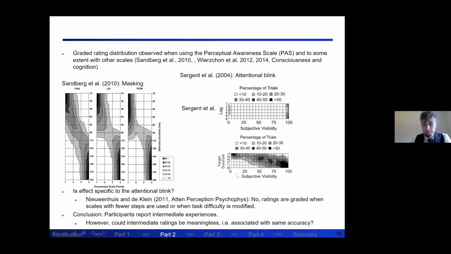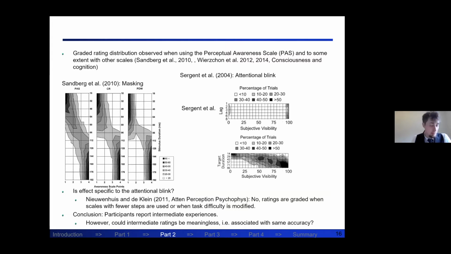All right, and if you then look at Claes-Jean's own paper, but for masking, you also have this gradual increase of awareness. So that raises the point: is it specific to the attentional blink? And the answer is probably no, because there was a later 2011 paper that showed that ratings in the attentional blink are graded when you use fewer scale steps than the 21 that they had here, or when you modify task difficulty a bit differently. So the conclusion is that participants report these intermediate experiences.